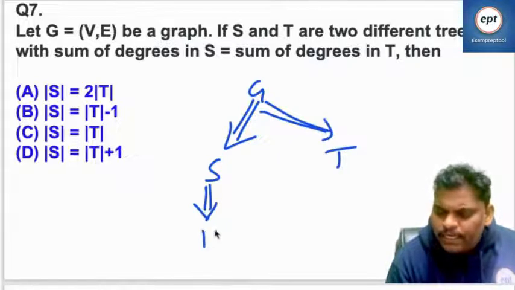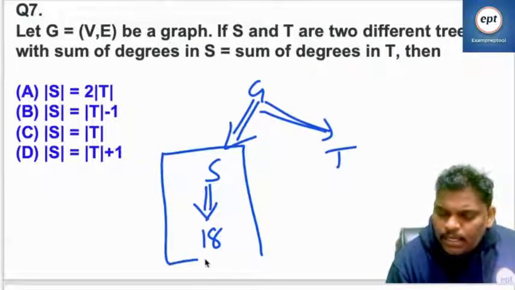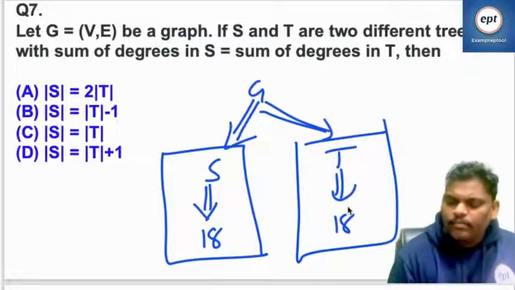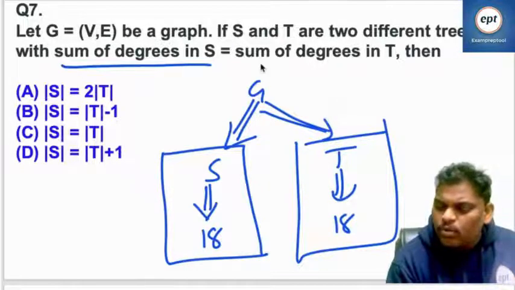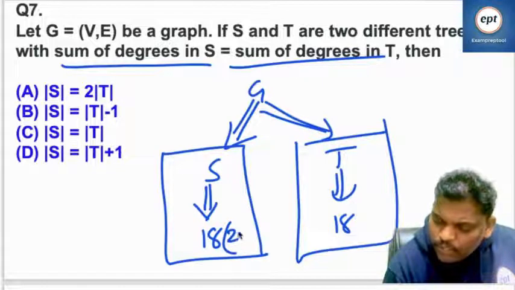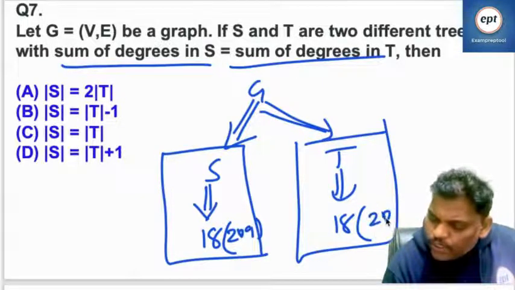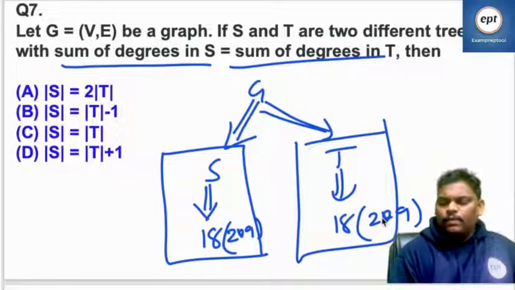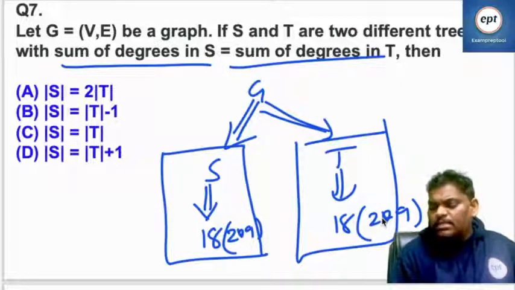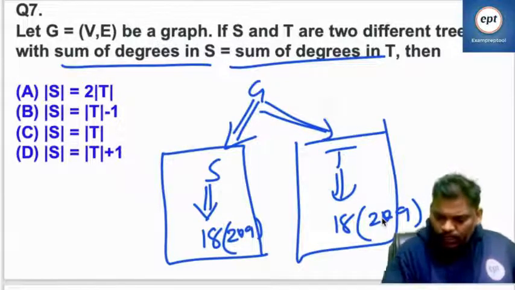Assume that it is 18. In this tree, the sum of degrees is 18. In this tree also, the sum of degrees is 18. Sum of degrees in S is equal to sum of degrees in T. When you say sum of degrees, it is 2 into E, so 2 into 9. It is also 2 into 9. Sum of degrees in S is 18, assume, which means 2 into 9. Sum of degrees in T is also 18, 2 into 9.